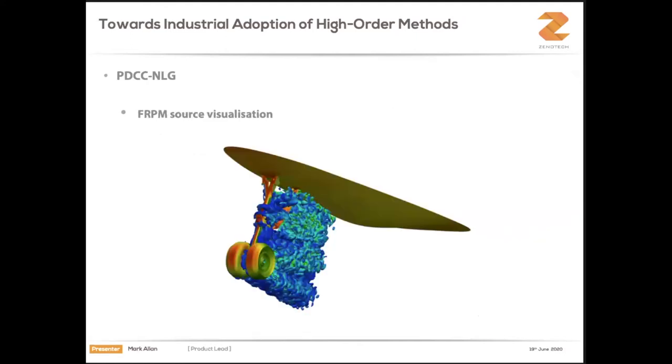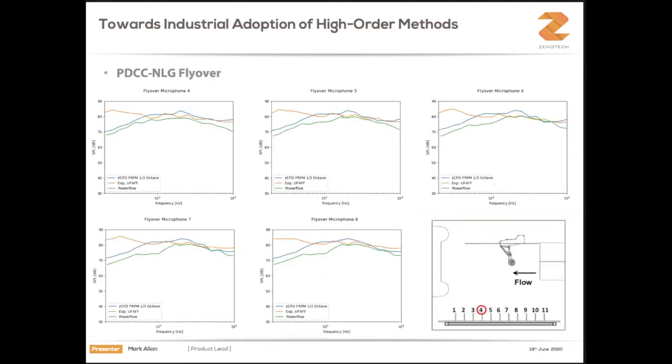So here we have a visualization of the acoustic sources that we got from the FRPM method. And those would go into the acoustic solver to generate the noise field. And so here we have some validation. We've taken the sound measurements at microphone locations 4, 5, 6, 7, and 8 that you can see in the bottom right there.